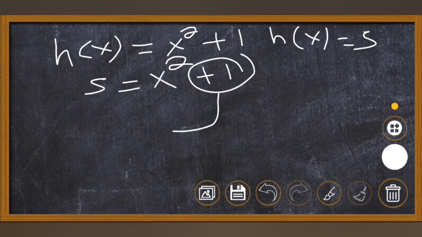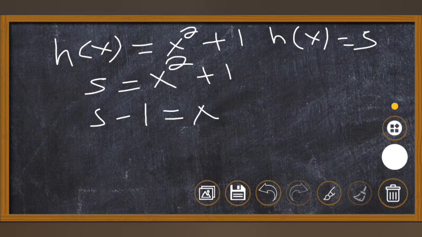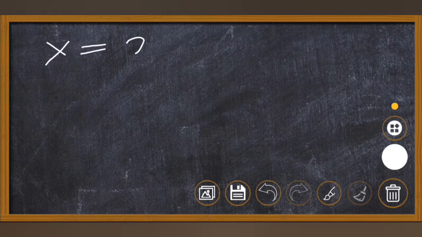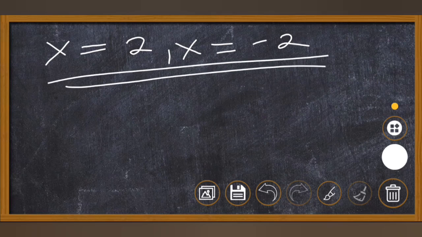This 1 here will come to the left side. Of course, we are going to have 5 minus 1 equals x squared. Then 5 minus 1 is 4, equals x squared. Since we have this, we can simplify using the square roots: the square root of this and the square root of that. Now when you are finding the square root, you have to add positive or negative. So what's the square root of 4? It's simply 2. So x equals positive or negative 2. Our value of x is positive 2 or negative 2. So this is how we solve the given function.